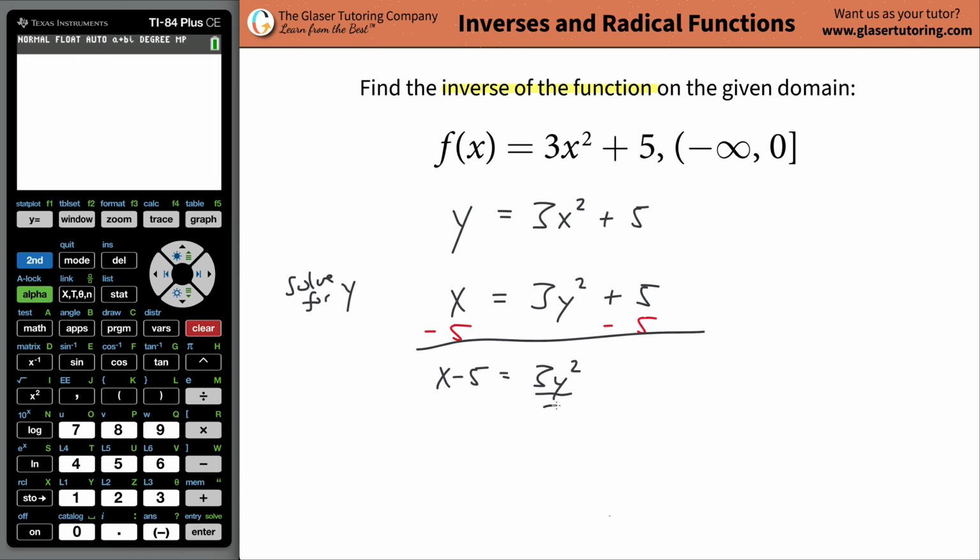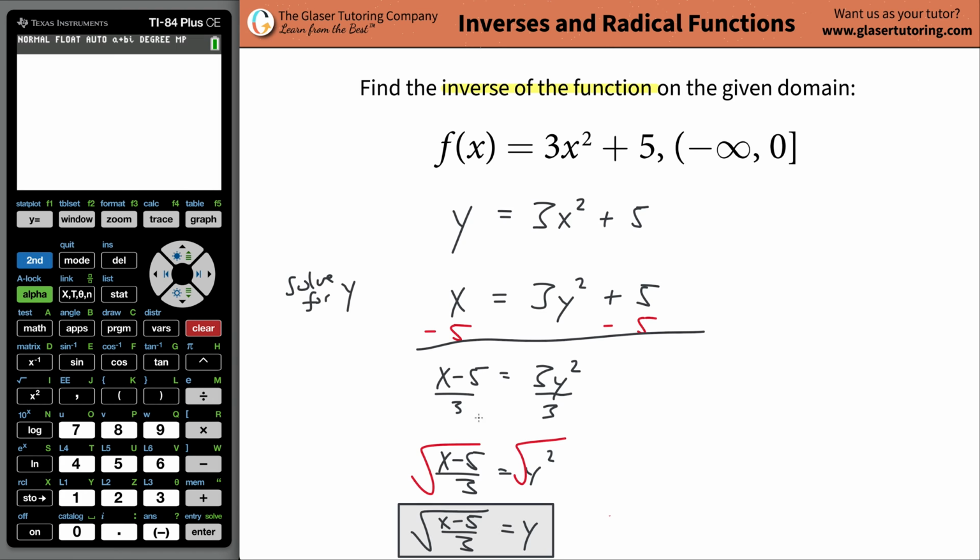And then you divide by 3, right? Both sides divide by 3. So this is x minus 5 over 3 is equal to then y squared. And then you'd have to take the square root of both sides, right? Because you got to get rid of y squared. You don't want the squared. You don't want y squared. You want y. All right? So that gets rid of the square, and what you're left with then is this particular expression. All right? And that's basically the inverse.